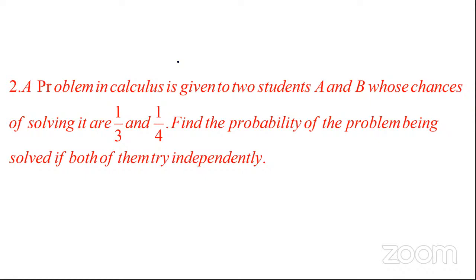Then the P of A value is there, the P of B value is there. So P of A bar, P of B bar, that's why you can find that one. Simple problem. So this is the last question, and this is the probability.